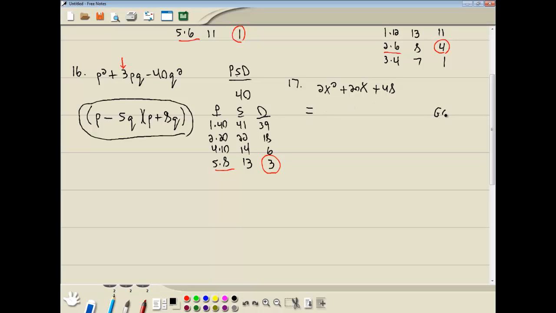First off, my first method is GCF. I see they're all divisible by 2, so bring a 2 out. And that gives us x squared plus 10x plus 24. Now look at what's inside the parentheses.